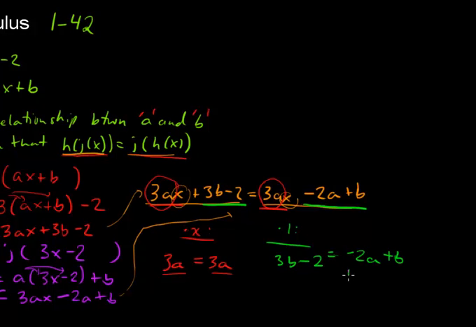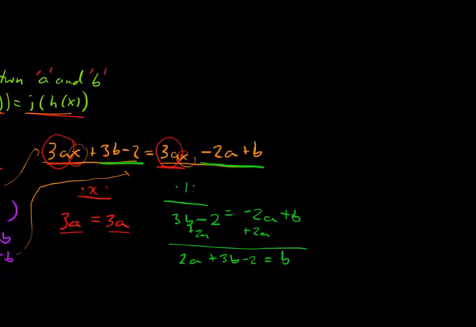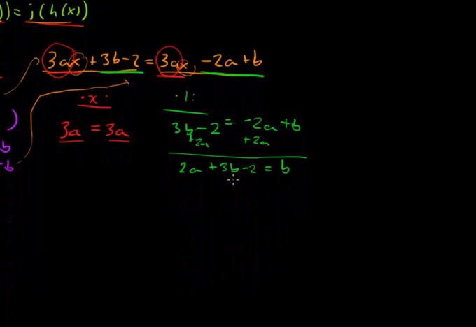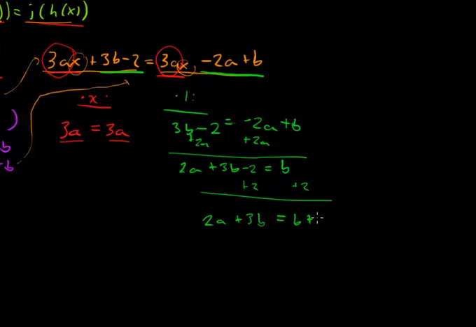If we add 2a to both sides, we get 2a plus 3b minus 2 is equal to b. Let me move this 2 to the right. So we have 2a plus 3b equals b plus 2. And now let's move this b to the left, so minus b: 2a plus 2b equals 2. So right now we can see that the relationship is 2a plus 2b equals 2.